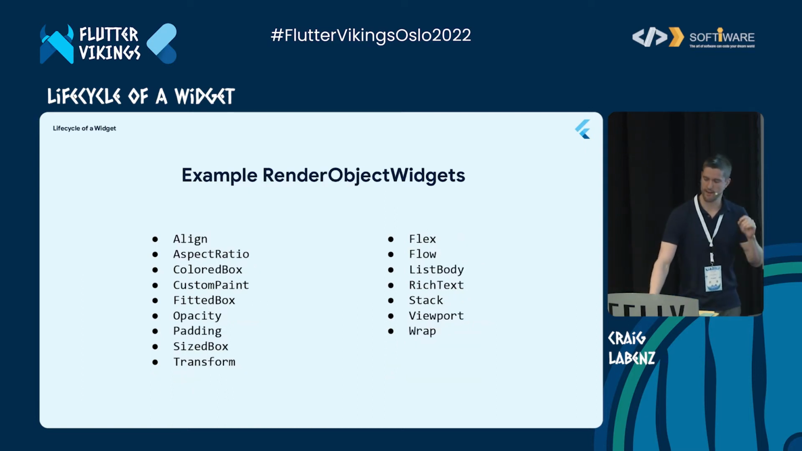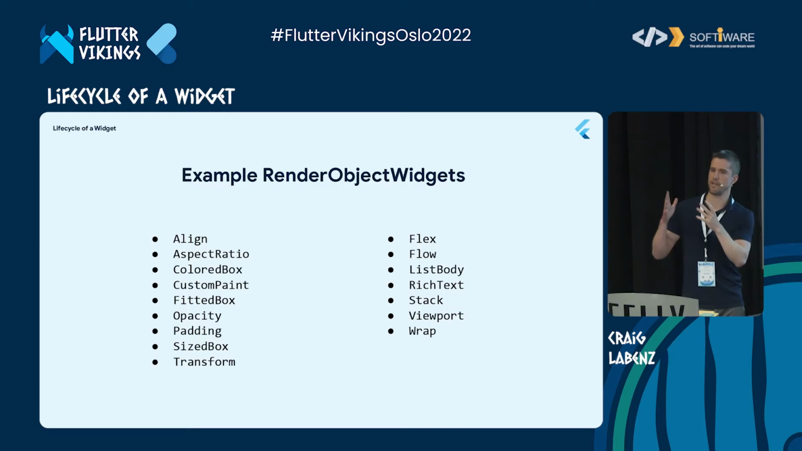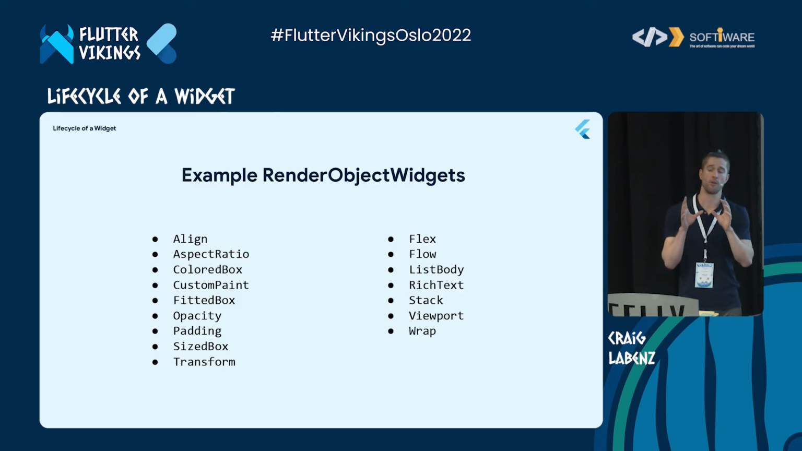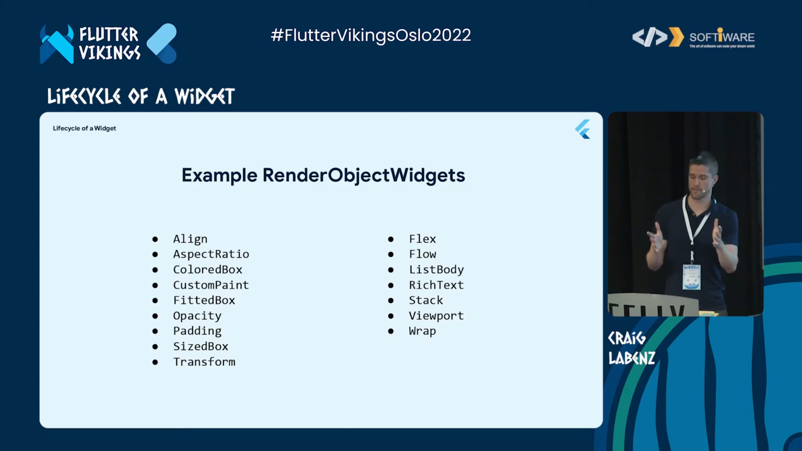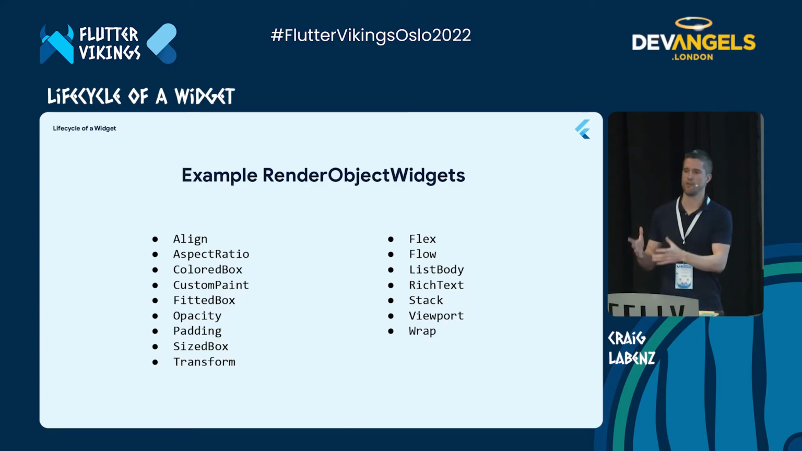Now contrast that with these render object widgets, again from the framework. We know a lot of these, but these are lower level visual primitives. These deal with things like layout, sizing, space, color, shape. So we can start to see how there's going to be this distinction between render object widgets, which know how to draw stuff, and stateless and stateful widgets, which only know how to arrange render object widgets.